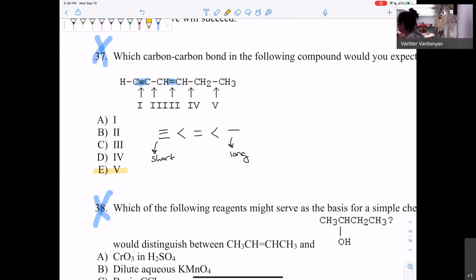What was the thing that you said about the farther? The farther you are from the double and triple bonds, the longer the single bond will be. And I can say that again. The farther you are from double and triple bonds, the longer the single bond will be.